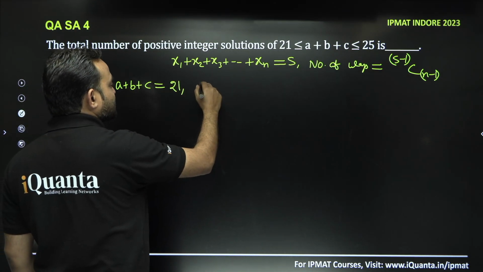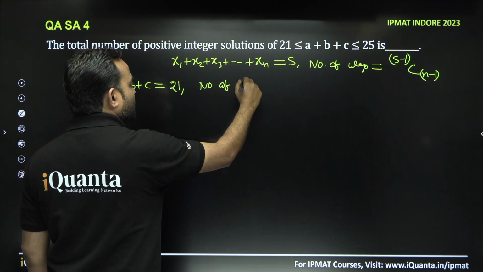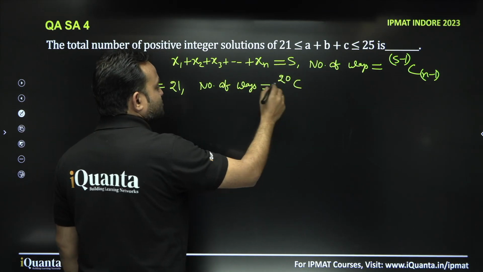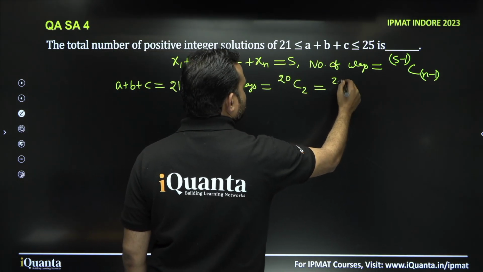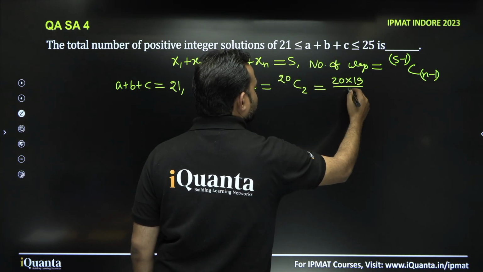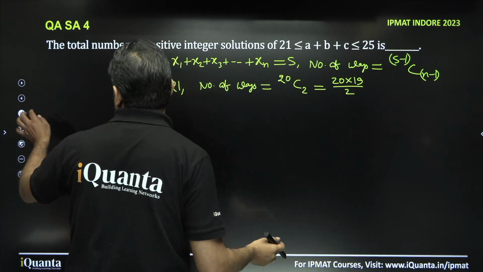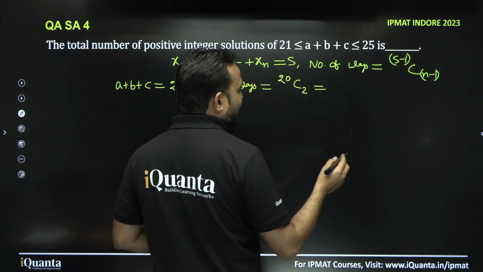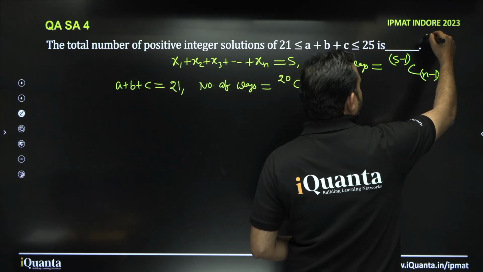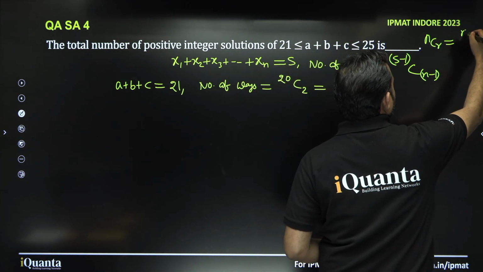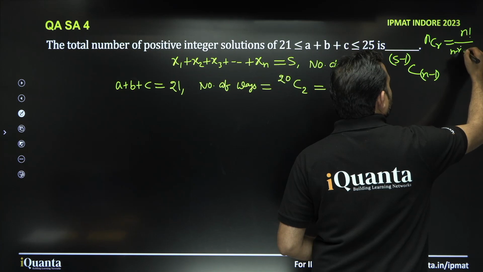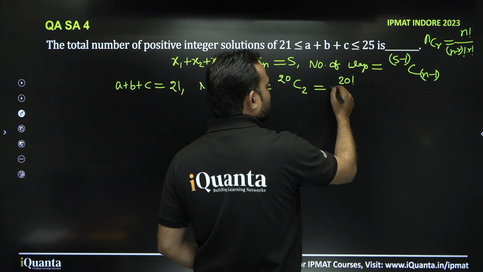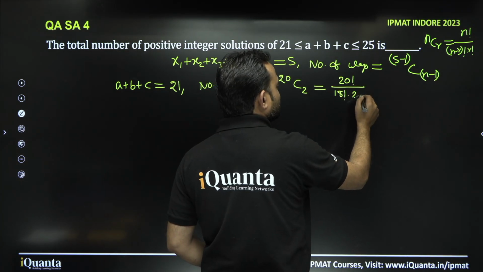So number of ways कितने हो जाएंगे इसके? Number of ways will be equal to 21 minus 1, 20, 3 minus 1, 20 c2, which is equal to 20 into 19 divided by 2. Now अगर आपको प्रॉब्लम है ये जानने में कि 20 c2 ऐसे कैसे लिख रहे हैं, तो हम ऐसे लिखते हैं nCr is equal to n factorial divided by n minus r factorial into r factorial. So this can be written as 20 factorial divided by 18 factorial into 2 factorial.